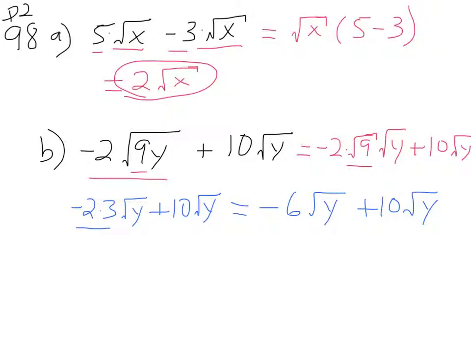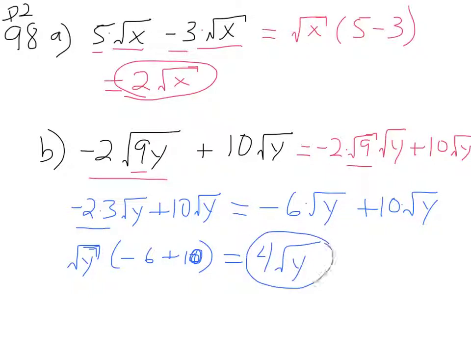There's a square root of y in both terms, so I can reverse the distribution, or I can pull it out, as I like to say. This is going to be square root of y multiplying this binomial negative 6 plus 10. Oops, that's a 10. But this is the same thing as 10 minus 6. 10 minus 6 is equal to 4, so this gives us 4 times the square root of y. We're done.